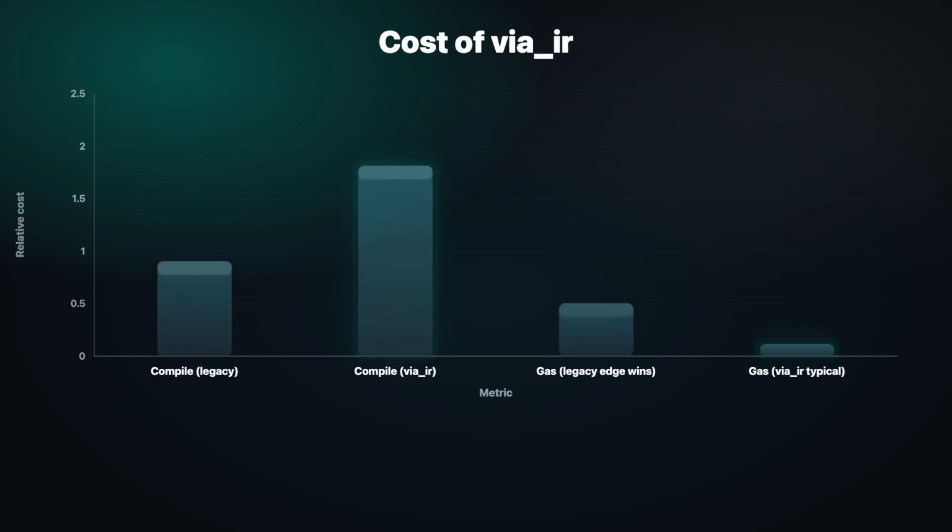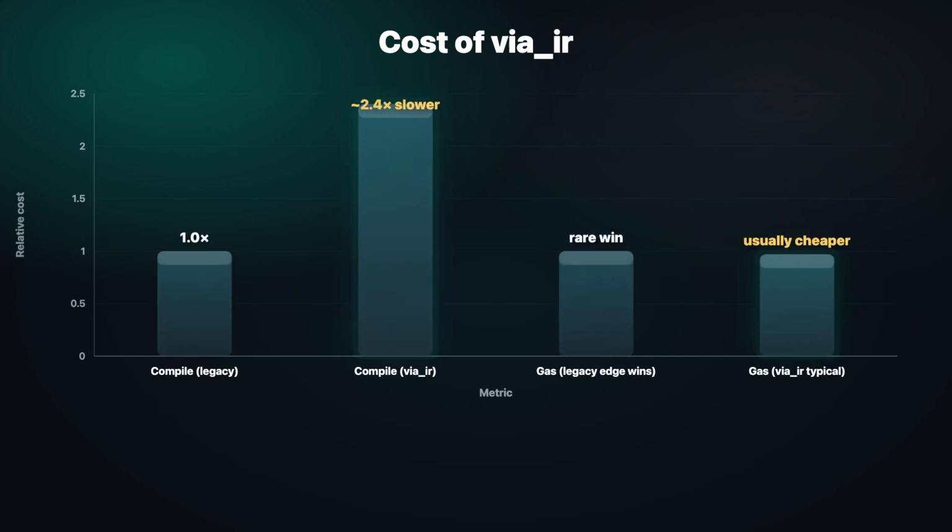Now the honest part, via IR is not free. Compile time is the one that hurts day to day. The Solidity team's own framing is that this is roughly 2 to 3 times slower than the legacy pipeline, because you are running 2 optimizers instead of 1. On a small contract, that is a second you do not notice. On a Foundry test suite that recompiles 50 contracts every time you change one line, it adds up.